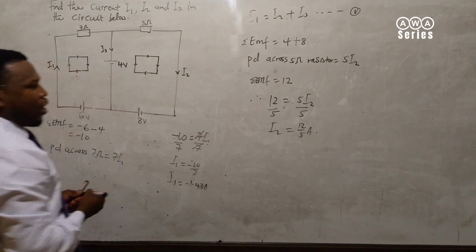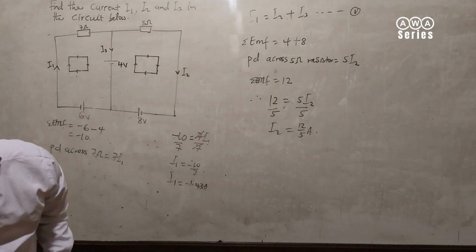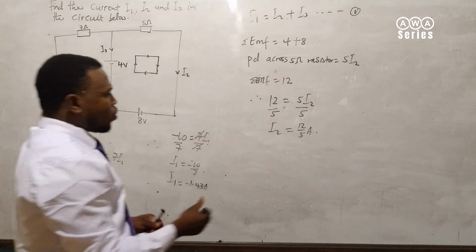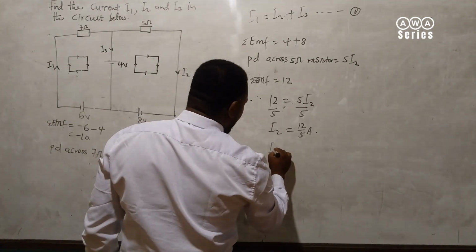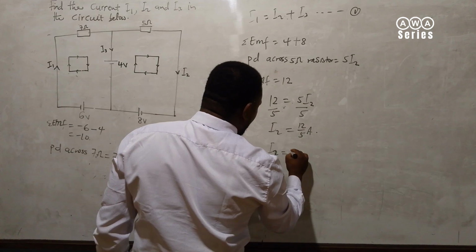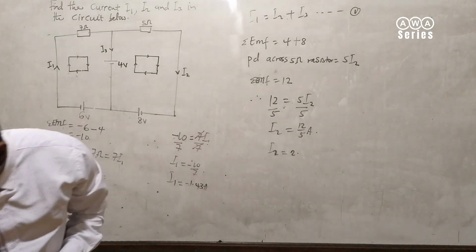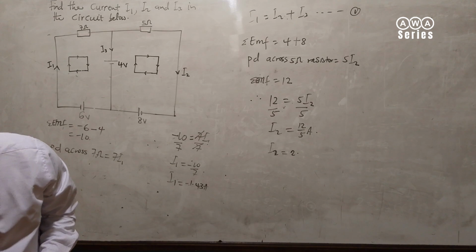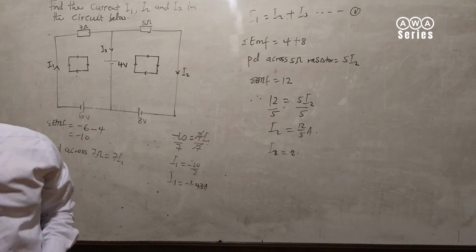amperes. And for I2, if you convert 12 divided by 5, you should get 2.4. So I2 is equal to 2.4 amperes.